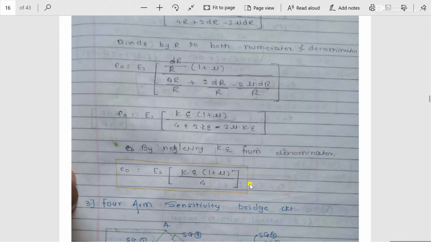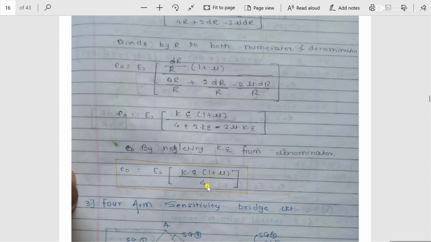And this is the output of the Wheatstone bridge circuit for the 2 arm sensitive bridge circuit, in which one linear strain gauge is there and one lateral strain gauge is there. If I compare this output with the 2 arm sensitive bridge circuit in which both the strain gauges are linear, the output of that circuit is E0 is equal to Es in bracket k into epsilon divided by 2. But here the output is obtained in the form of mu, and the dividing factor has also changed.